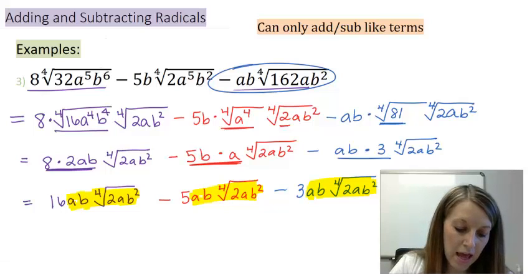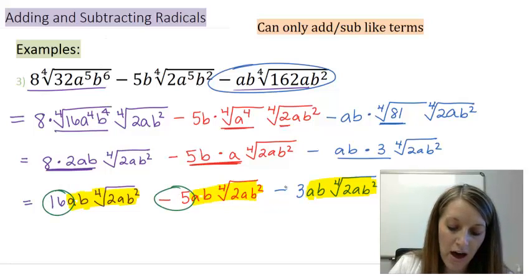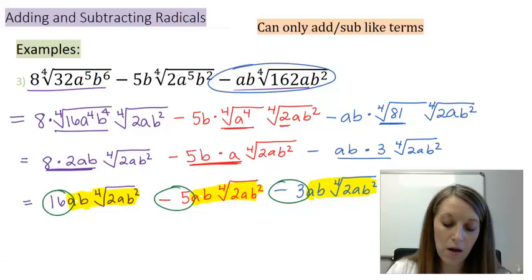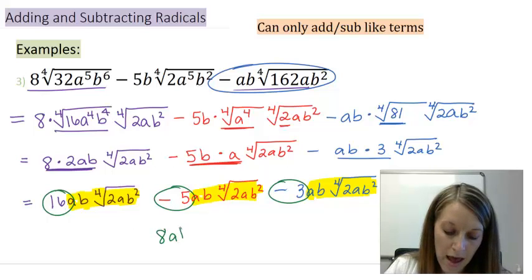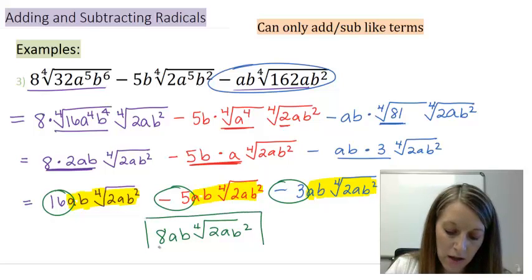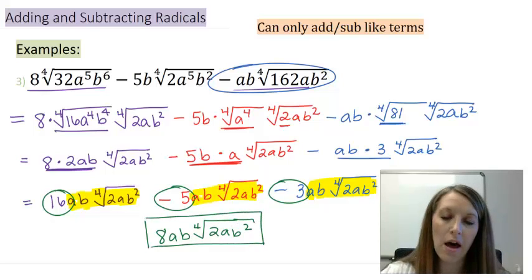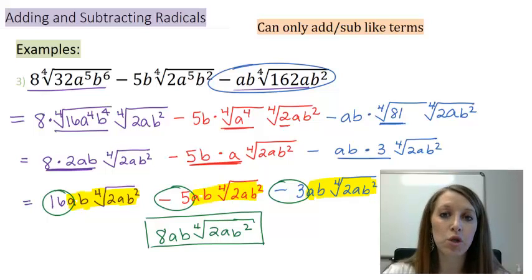Basically, I have to take a 16, subtract 5, and subtract 3. So 16 minus 5 is 11. 11 minus 3 gives me 8. And then attach my like term of ab, fourth root of 2ab squared. So that is my final answer to this monstrosity of a problem. And now you should be experts of how to add and subtract radicals. Just remember they have to be like terms, and you might have to simplify each term individually first to get to that point.